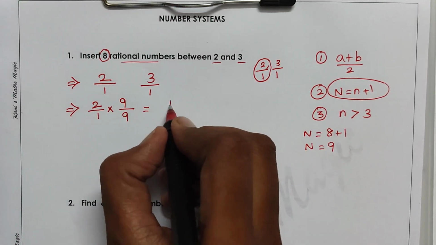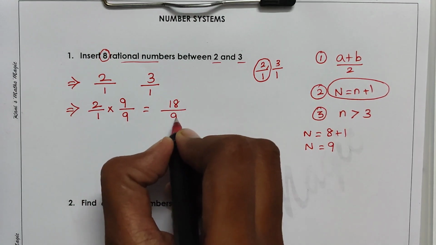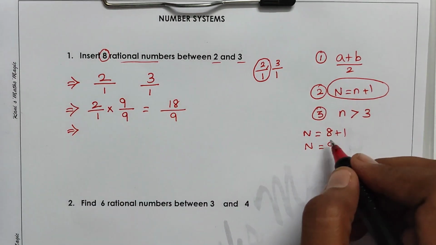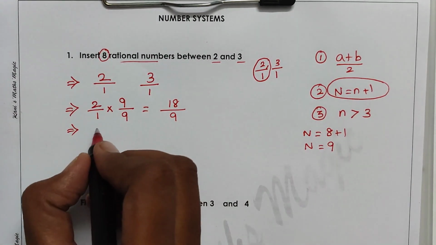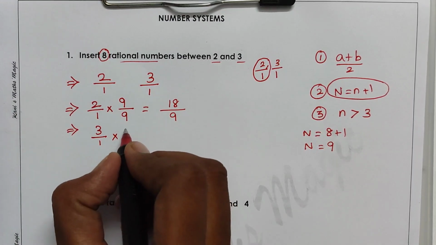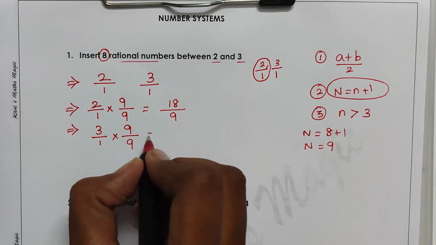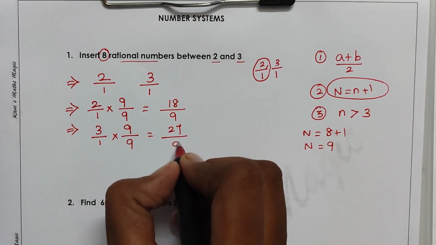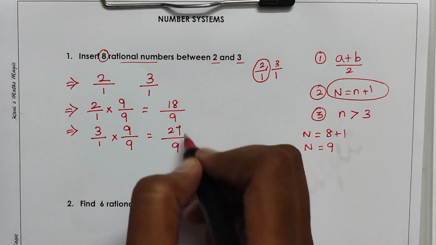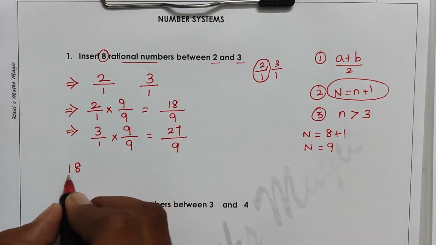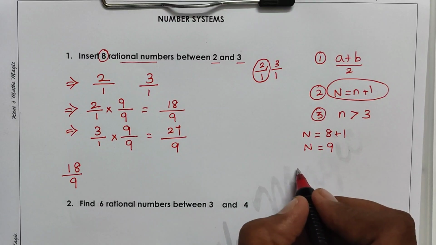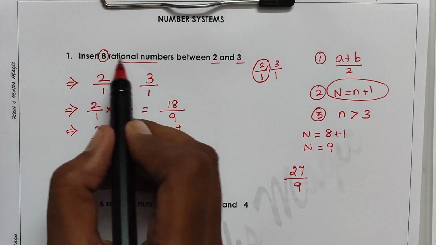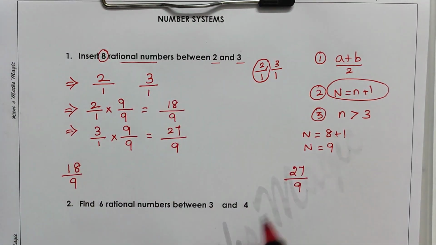So 9 into 2 is 18, and 1 into 9 is 9. Next, for the second number also, we multiply and divide by the same number. That is 3/1, multiplied by 9 and divided by 9. So 9 into 3 is 27, divided by 9. Now see the limits: our first starting number is 18/9 and the ending number is 27/9. Now we have to insert 8 rational numbers between these two numbers.